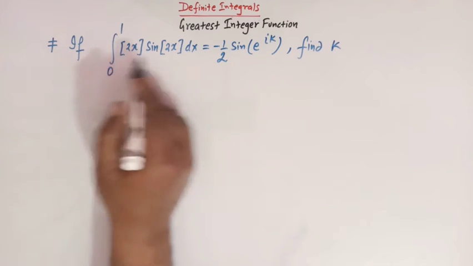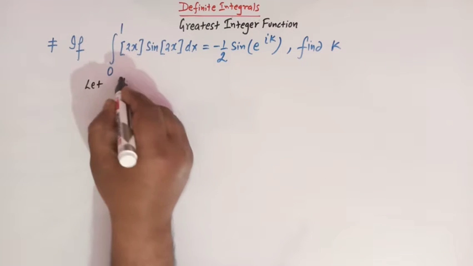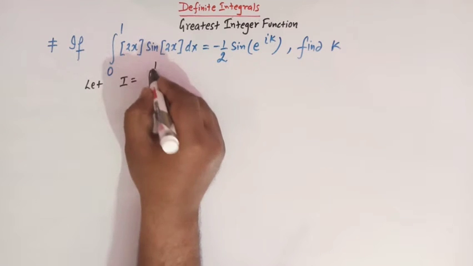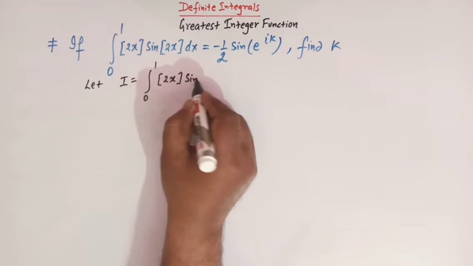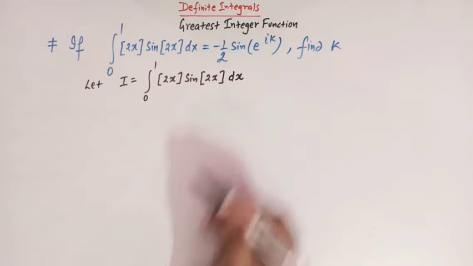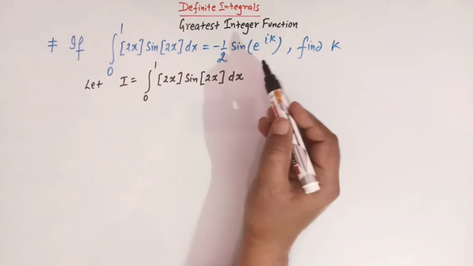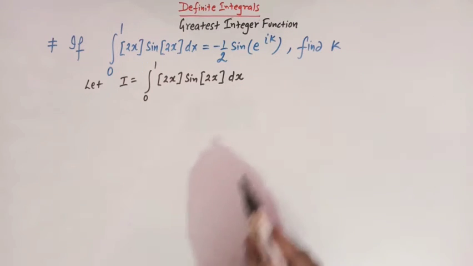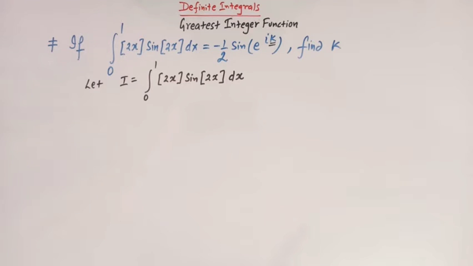So now what we will do, we'll take this integral as I. So I is the integral from 0 to 1 of greatest integer 2x times sine of greatest integer 2x dx. Now we have to solve this integral, then we will equate the two values and compare them, and then we can find out the value of this constant k.